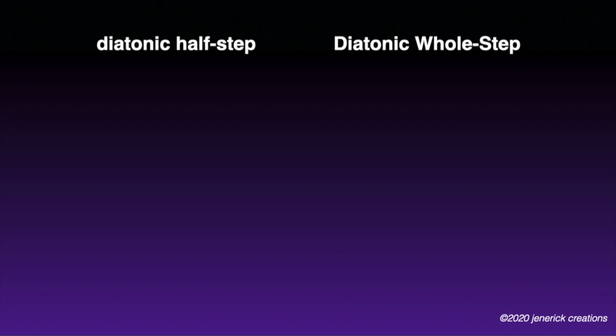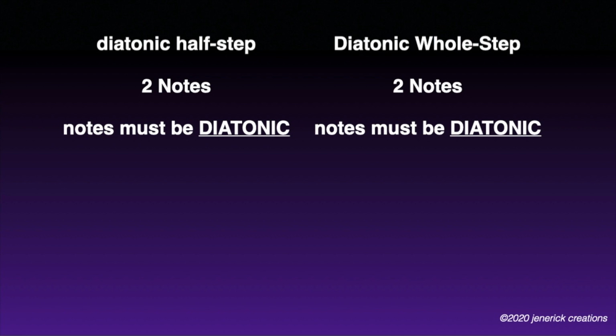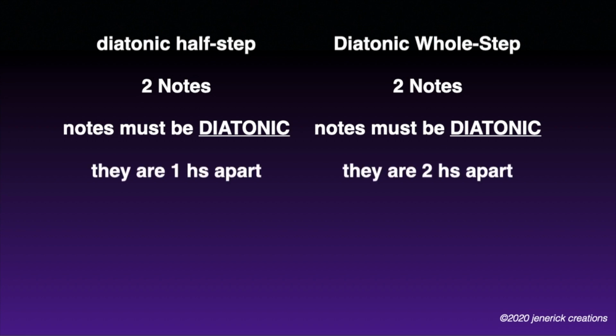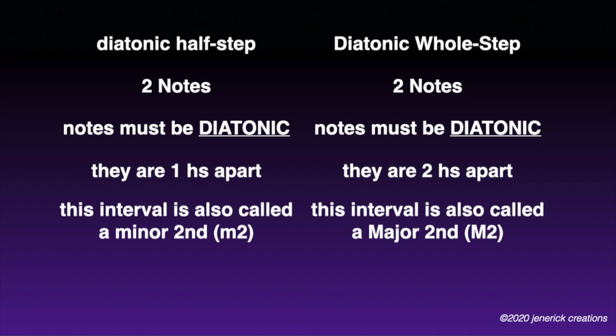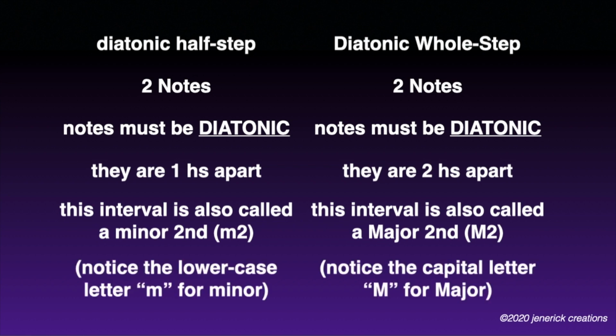So let's compare those two intervals, a diatonic half step and a diatonic whole step. They have some things in common. They both describe the relationship between two notes. In both of them, the notes must be diatonic, meaning the next letter name in the alphabet. But there are some differences. The diatonic half step is one half step apart, and the diatonic whole step is two half steps apart. The diatonic half step is also called a minor second. The diatonic whole step is called a major second. Notice the lowercase m for minor and the uppercase M for major.